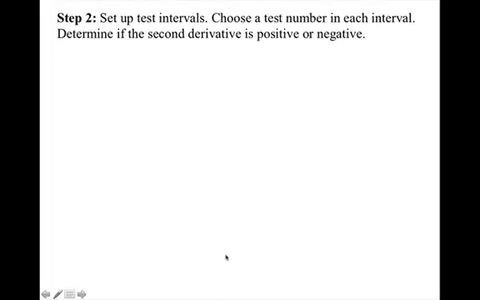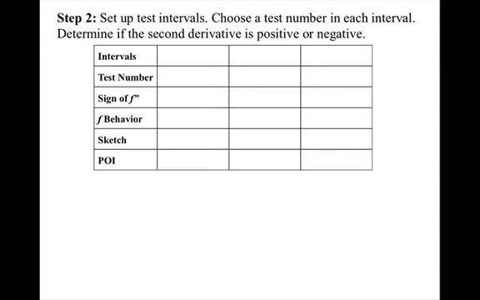So now I'm going to set up test intervals and choose a test number in each interval. Determine if the second derivative is positive or negative. I'm going to set up my table, and I have my intervals, negative infinity to negative 3, negative 3 to 0, and 0 to infinity. Now I'm going to pick a test number in each interval. So I'm going to choose negative 4, negative 1, and 1.